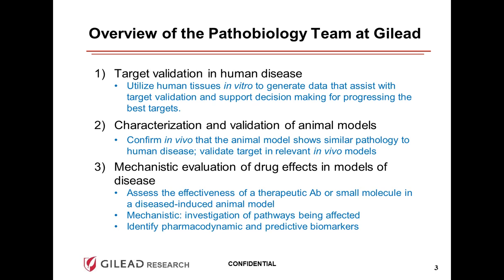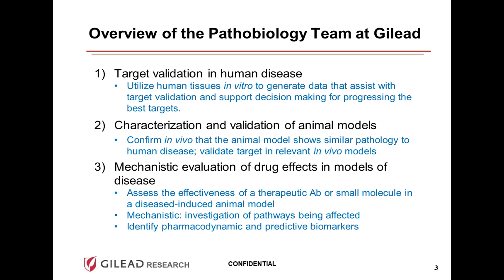So first, I want to talk about the overview of what we do at Gilead. We do many, many things, but I kind of summarize it into three important main tasks that we do. The first is target validation in human diseases. Now, anyone in the pharmaceutical industry knows that this is a critical step in drug development.